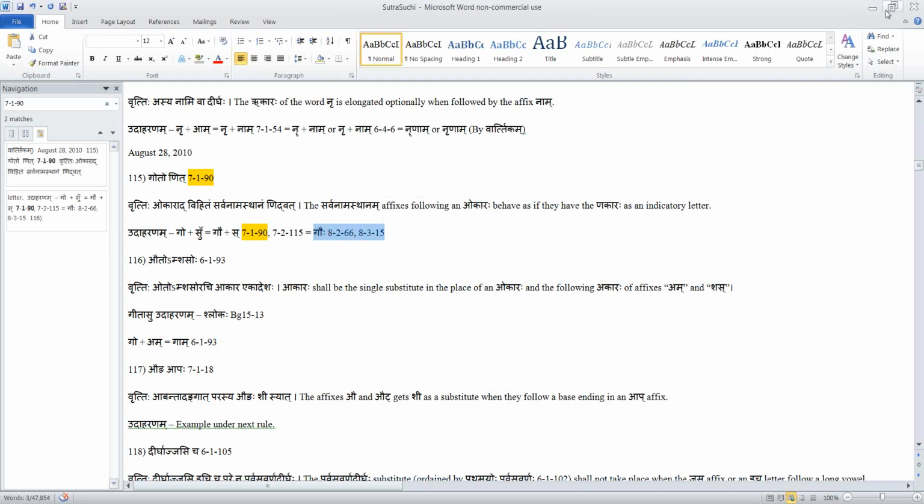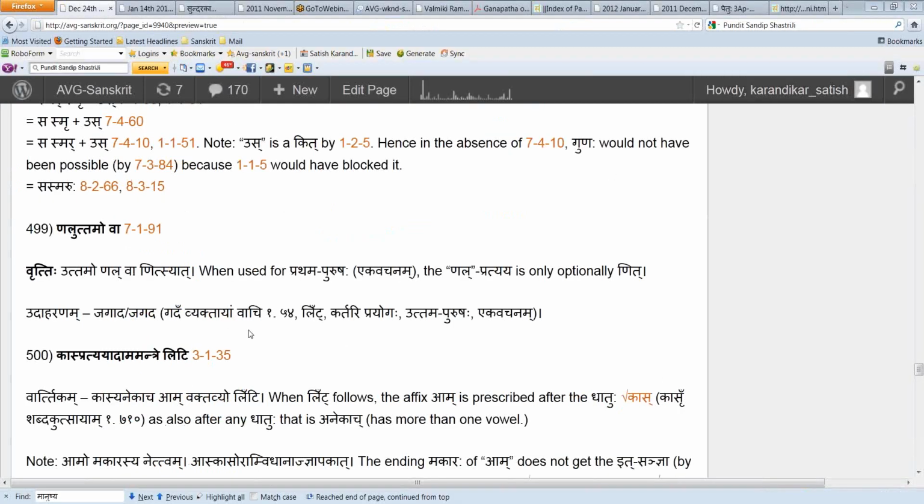So this sutram says nal uttamo va, a very simple sutram, which means in uttam purusha ekvachanam, not the one within prathama purusha. That's why so far we didn't need this sutram. This is only talking about the nal which is coming in place of mip, uttam purusha. That nal will be nit optionally. Uttamo nal va nit syat. Very straightforward. So this nal, when it comes in place of mip in the Uttam Purusha Ekvachanam, which is of course very rarely used, will become nit optionally.